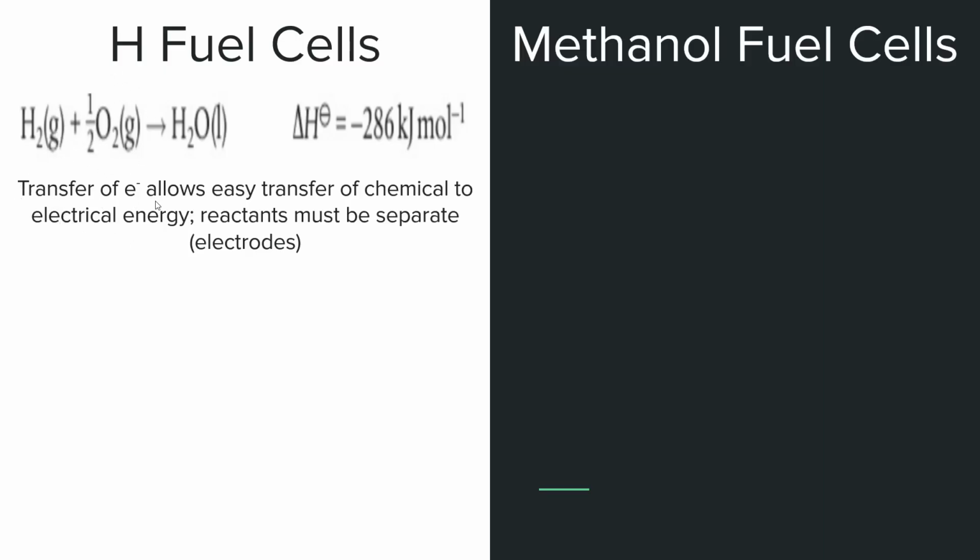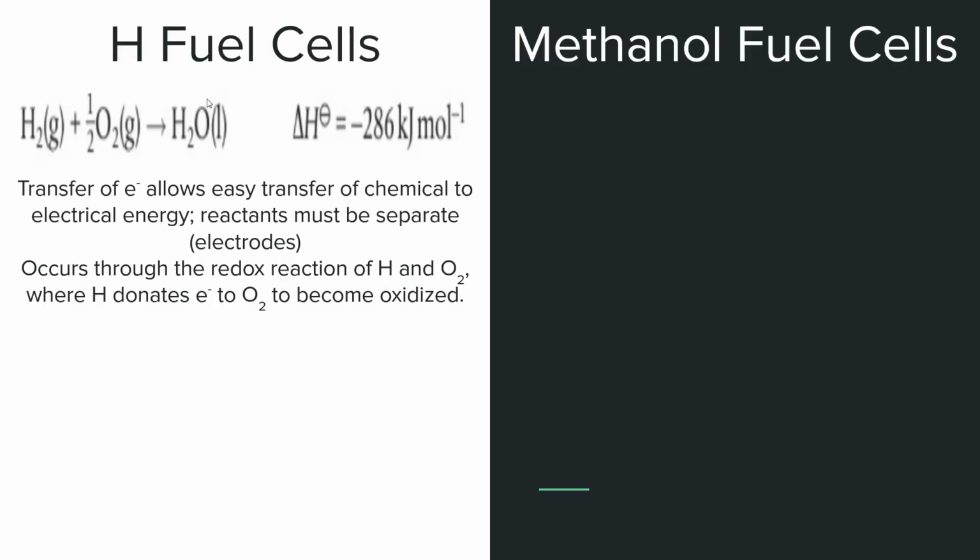So the transfer of electrons allows easy transfer of chemical to electrical energy, and reactants must be separate, as in different electrodes. This is true of all fuel cells. So all fuel cells, to an extent, are the transfer of electrons. And we can harness that chemical energy to become electrical energy.